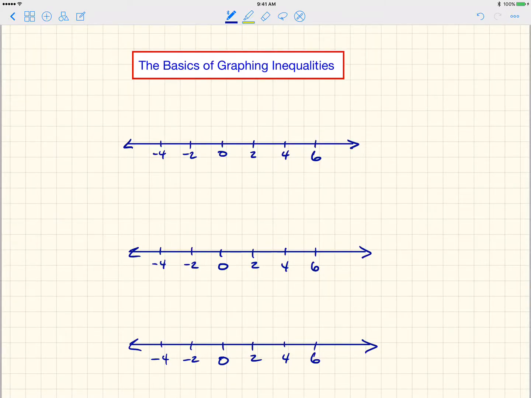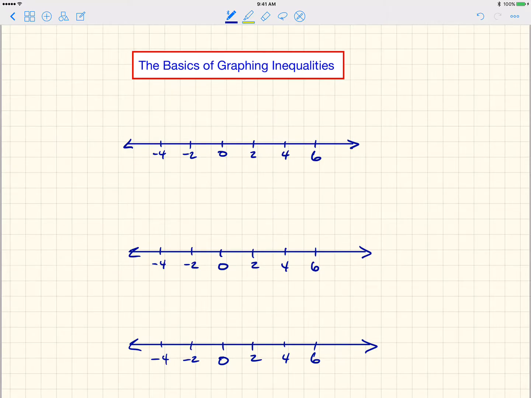Today what we're going to do is very briefly talk about the basics of graphing inequalities. We started taking a look at single variable inequalities the other day in class, and what we're going to do today is just take a look at how to graph. Graphing an inequality, especially a single variable inequality, is actually very, very simple.